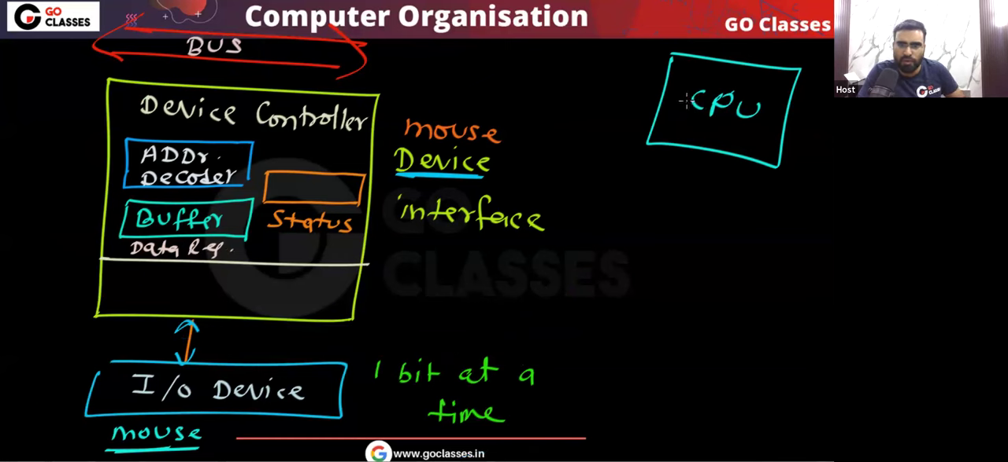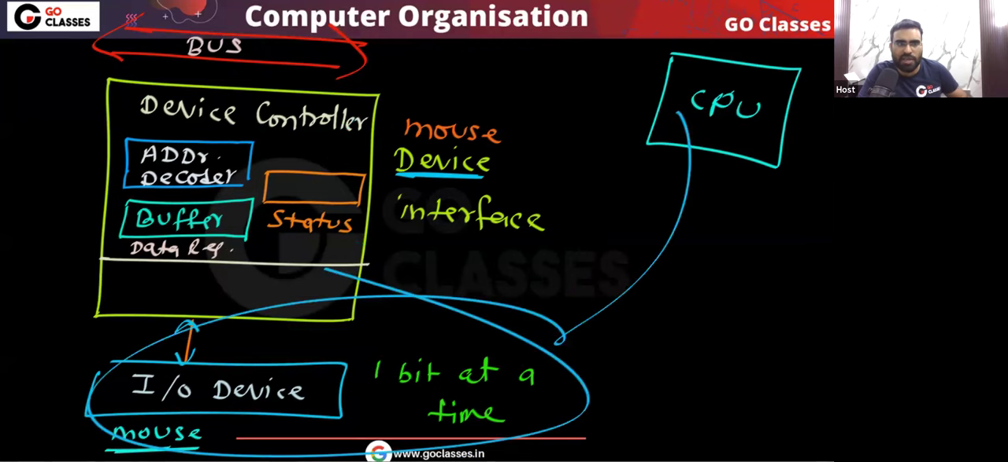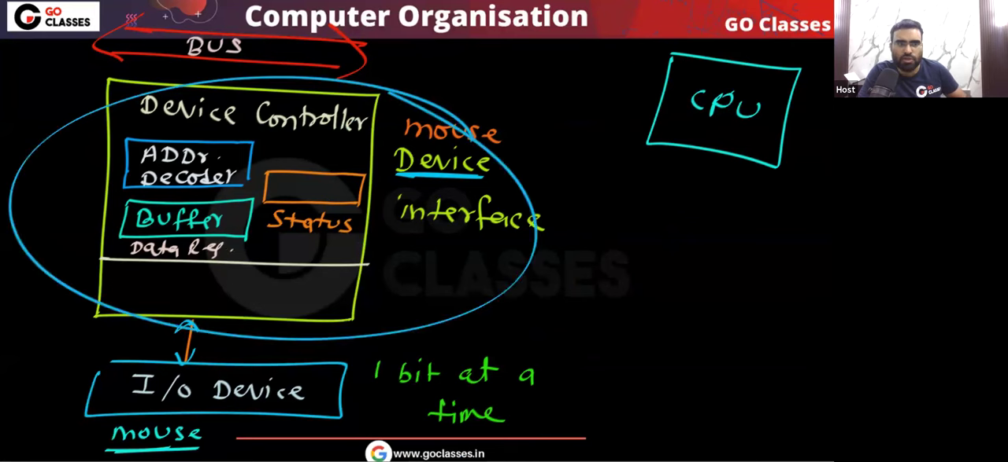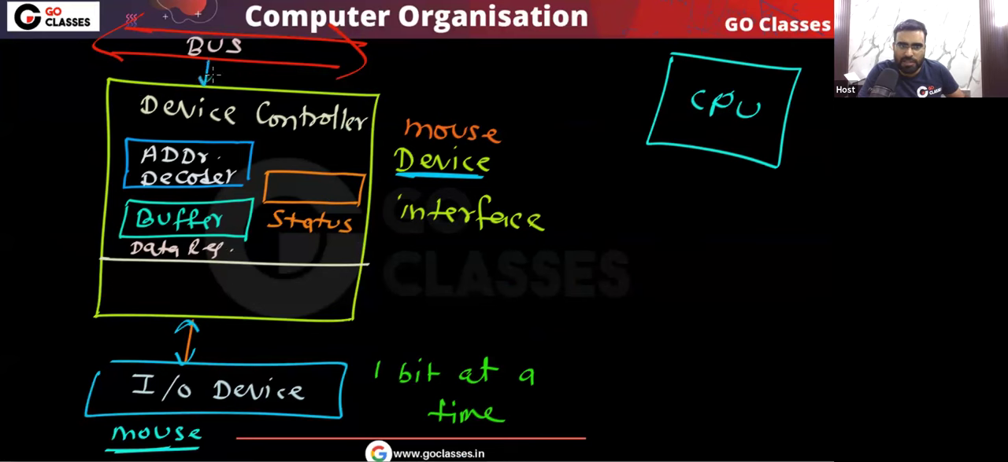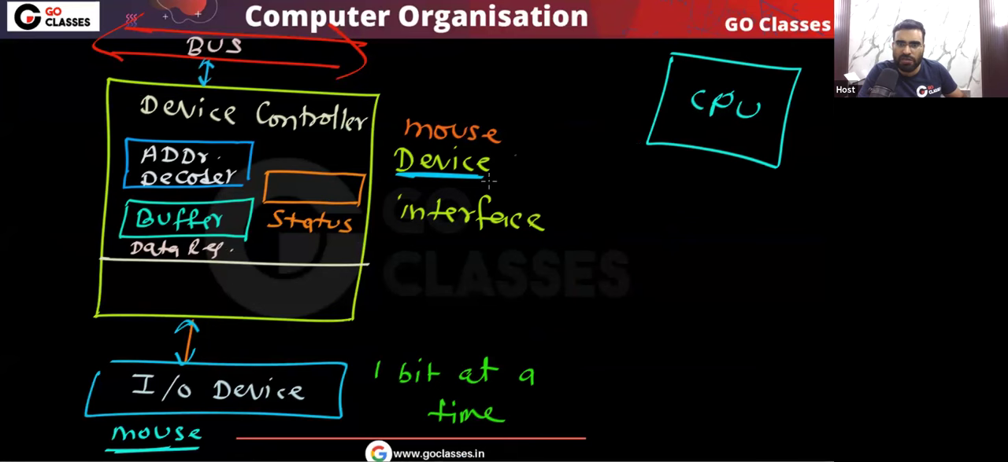Then what will this CPU do? This CPU will communicate with the interface. This CPU will not communicate with the IO device, because there is an interface. You can see in between the system bus and the IO device, there is an interface. So this CPU will communicate with the interface.